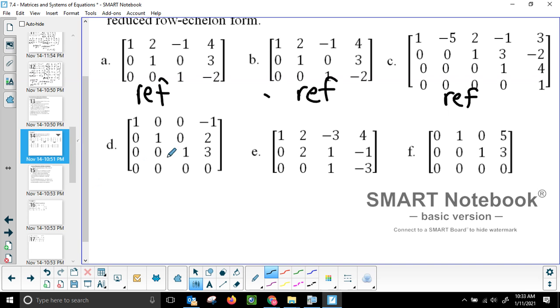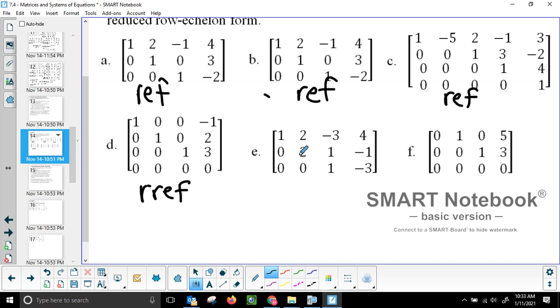All right, down here we have all zeros, but it's at the bottom. That's fine. Here I have a 1, a 1, a 1, and every entry above and below that 1 is a 0. There isn't a leading 1 here, so these don't have to be zeros. So not only is this row echelon form, this is reduced row echelon form.